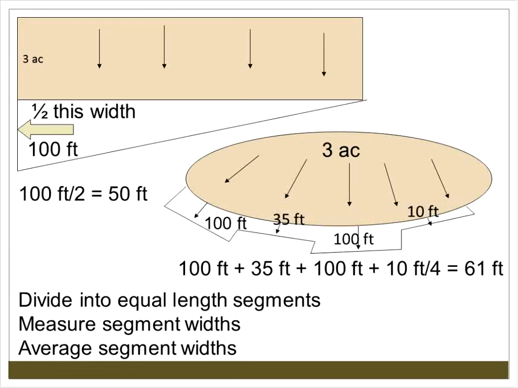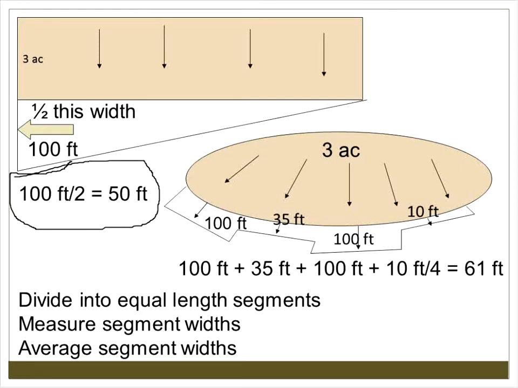So let me show you some diagrams of what we're trying to talk about. This is the field. This is the triangular buffer. At its widest point, it's 100 feet. So you simply divide it by 2, and so your average buffer width for this entire field is 50.